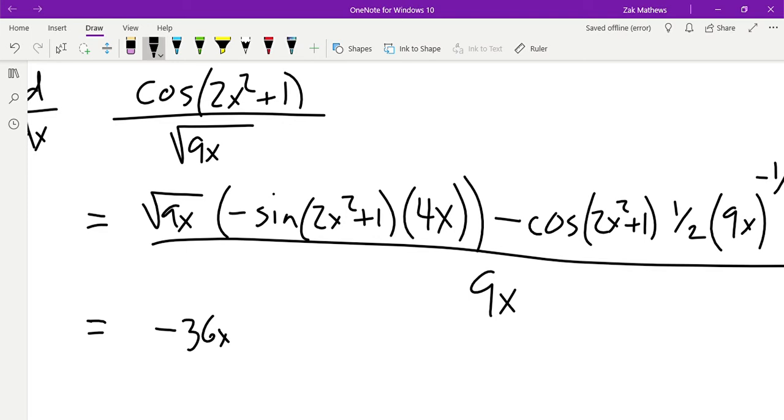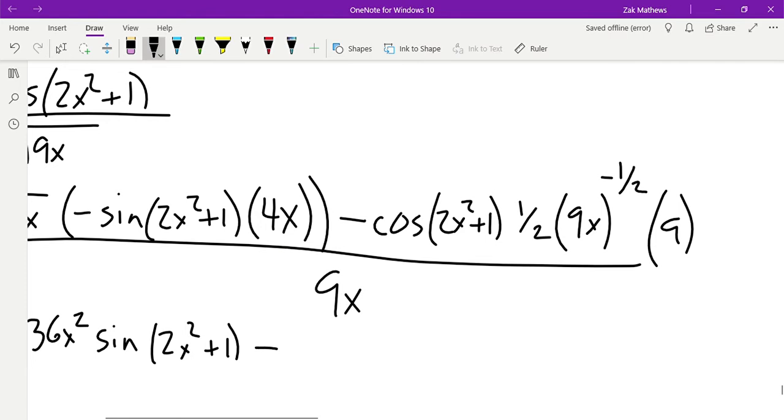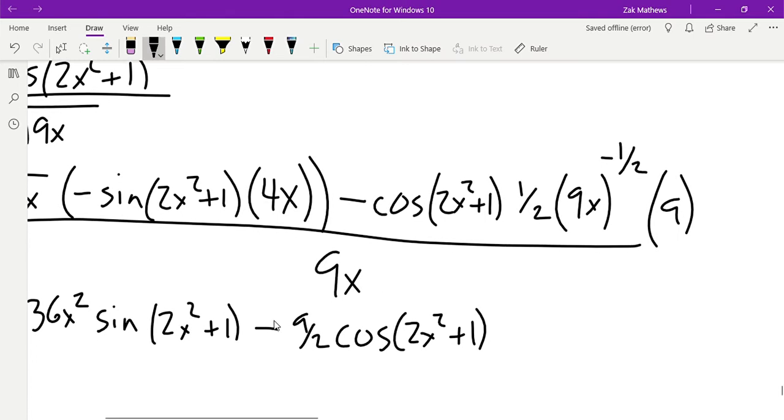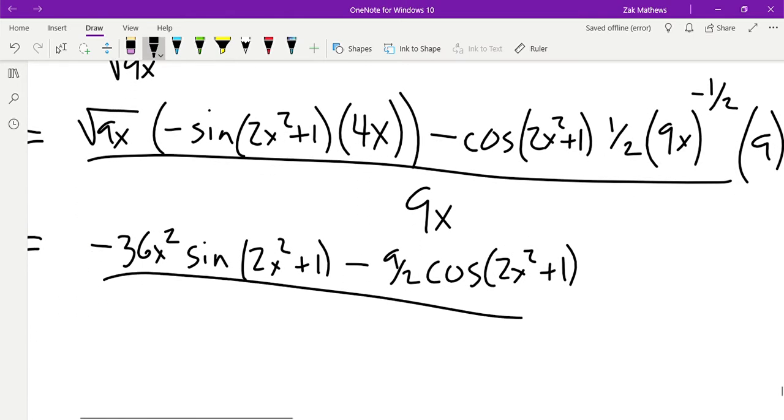squared. And we have the sine still there, the 2x squared plus 1. Nothing we can do with that. It's on the inside. Remember, we can't multiply to the inside of the sine. Minus, and then here we just multiplied by the square root of 9x, so that'll cancel because it was in the denominator. We have the 9/2 as our coefficient on the cosine of 2x squared plus 1. And we had a 9x in the denominator, but we just multiplied it by the square root. So this will now be 9x to the 3/2, like so.